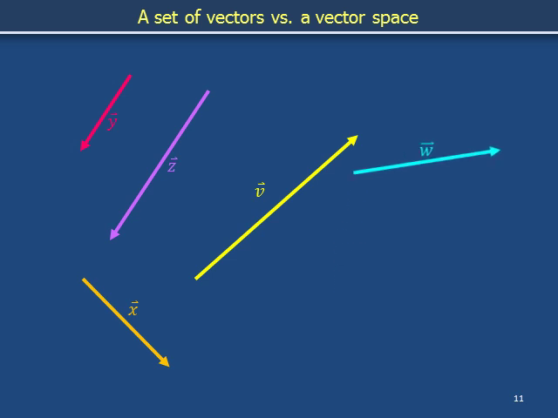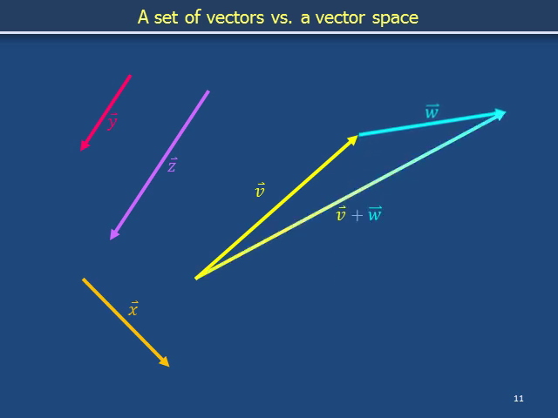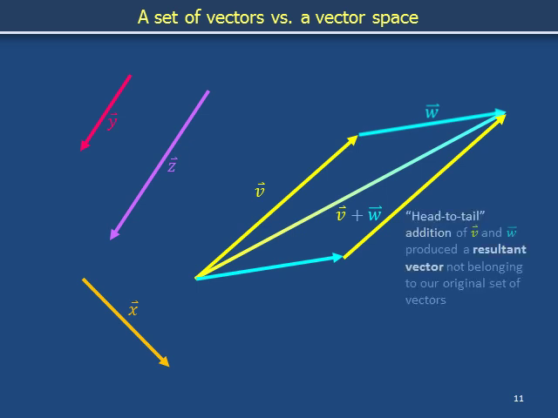Place the tail of vector w at the head of vector v. The vector connecting the tail of v to the head of w is denoted vector v plus vector w, and called the resultant of adding w to v. Notice that we obtain the same resultant if we reverse the order of addition. Head-to-tail addition of vectors v and w produced a resultant vector not already belonging to our original set of vectors. The resultant v plus w does not equal in direction and length any of the other vectors already illustrated.